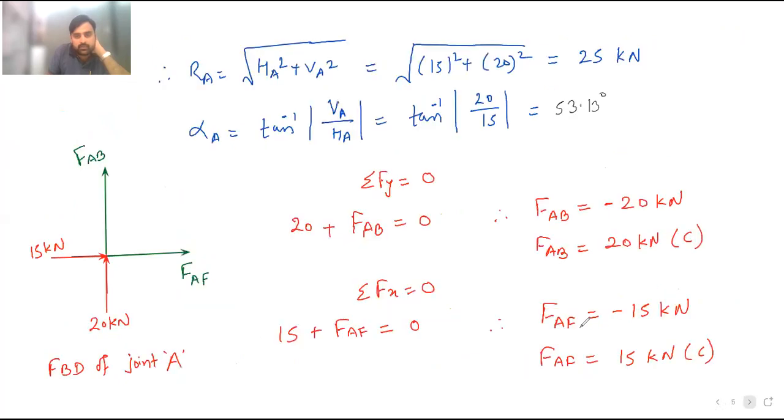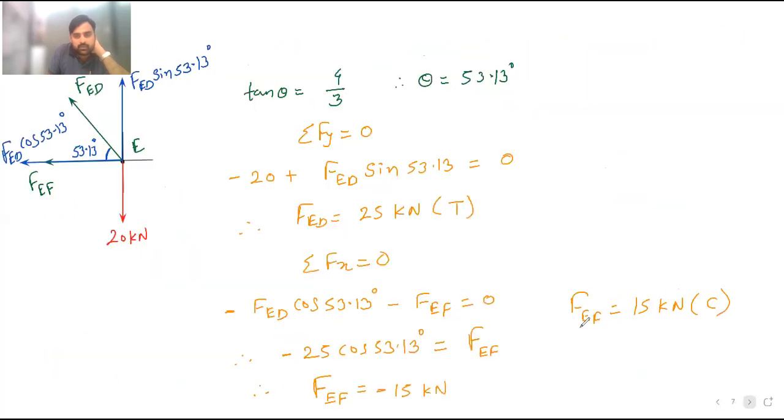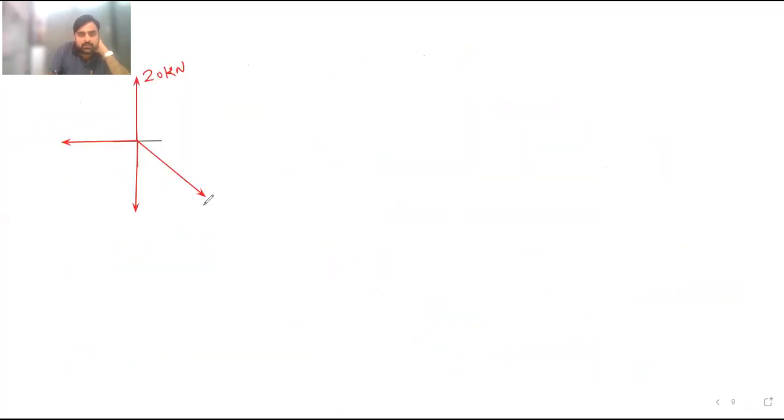DE. What is the value of DE? 25 kilonewton tensile. This is 25 kilonewton tensile. Whatever values I have written over here, please check whether those values are correct.